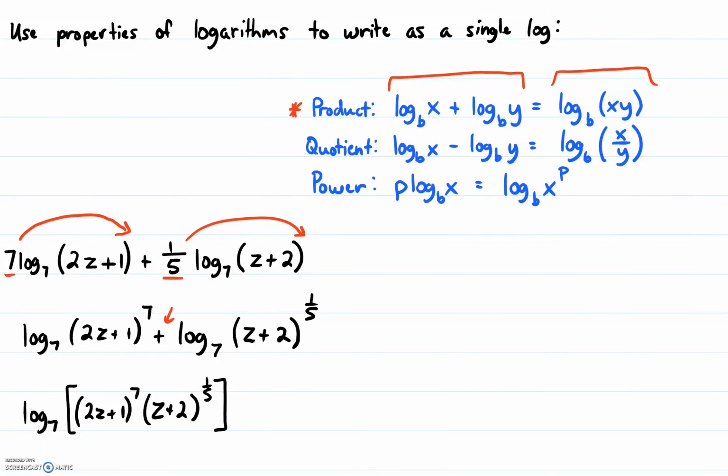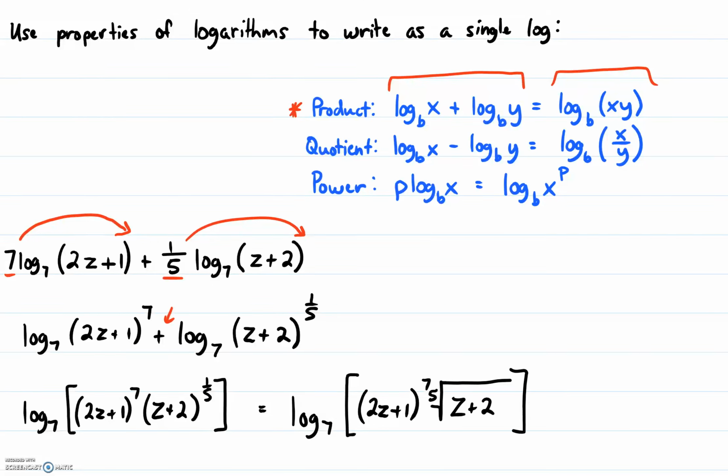Sometimes you may see the answer written instead in this form, and let me just show you just in case so you know it's the same thing. So you could say log base 7 of 2z plus 1 to the 7. And then you could, instead of writing the 1/5 power, you could do the 5th root, because of course those mean the same thing, z plus 2. So you may see it written as that. Whichever one is perfectly good. I honestly would leave it in the first form if it were me, because I like fractional exponents.